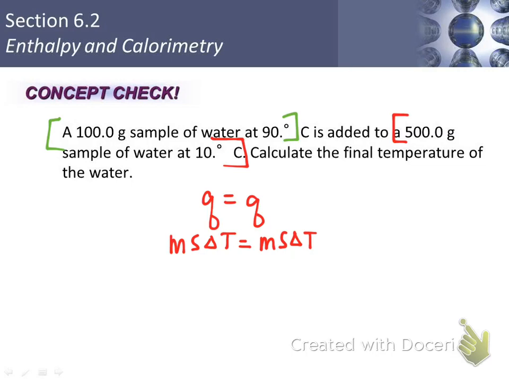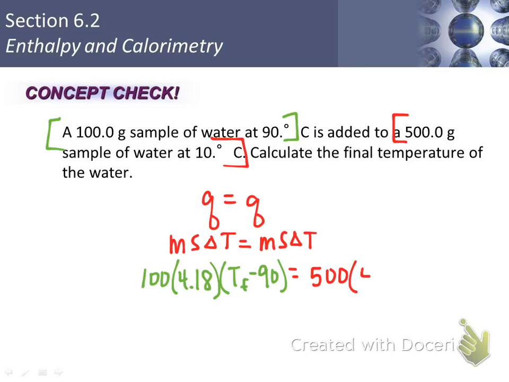sample of water, we had 100 grams. What's the specific heat of water? 4.18. We don't know our temperature final, but we do know our initial temperature, and it was 90. The first sample poured in at 90 degrees. Second sample is 500 grams, still the same specific heat. We don't know temperature final, but we do know temperature initial was 10.